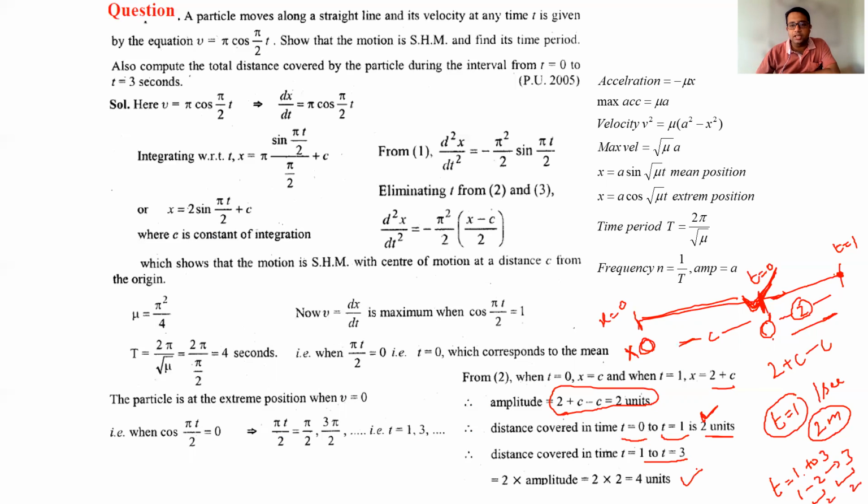So 2 into 2, that is 4 units. So total distance, how much has it become? t equal to 0 to 3, that is 2 plus 4. First second 2 meters, and in the next 2 seconds 2 into 2, 4 units, that means 6 units. And simply you can say, as I told you before, we found the amplitude, 2 units. So the distance covered is 3 times the amplitude, that is 6 units.